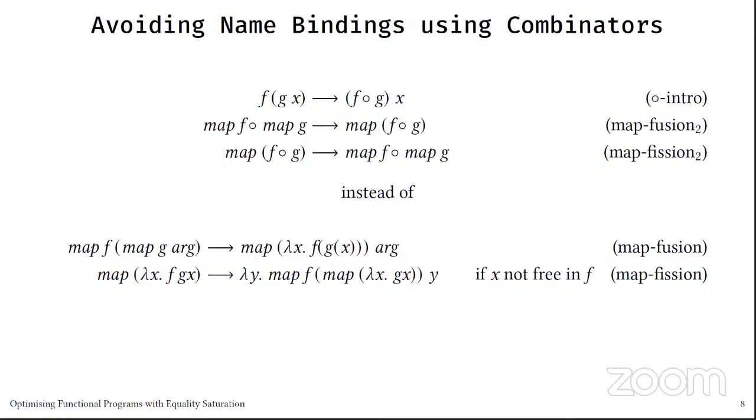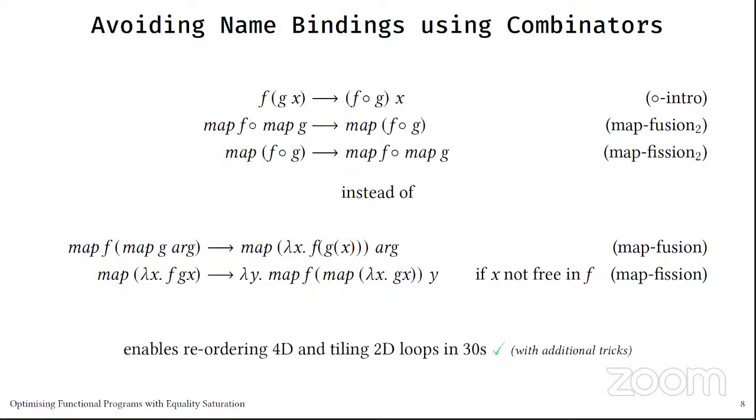So you will not have to deal with name bindings like in the previous version below, and you will also not need the predicates that x should be not free in f. So in practice, if you use this technique, it enables you to discover reordering 4-dimensional loops and tiling two-dimensional loops in 30 seconds. While if you simply use the map fusion and map fission rules that are below, it's not possible to find them at all. Again, after multiple minutes of search, you're going to run out of memory.